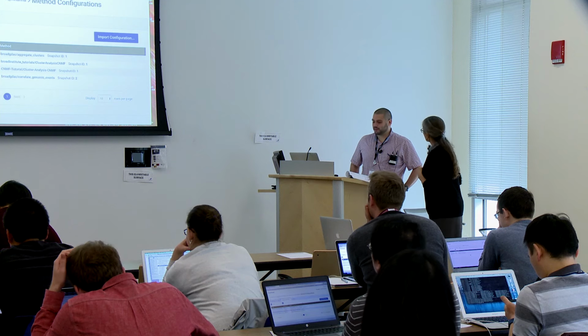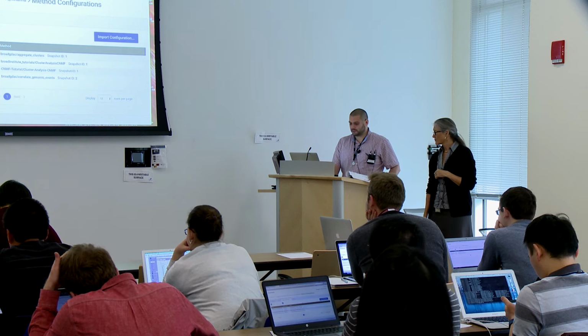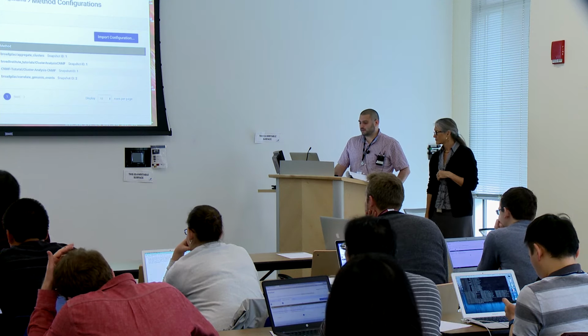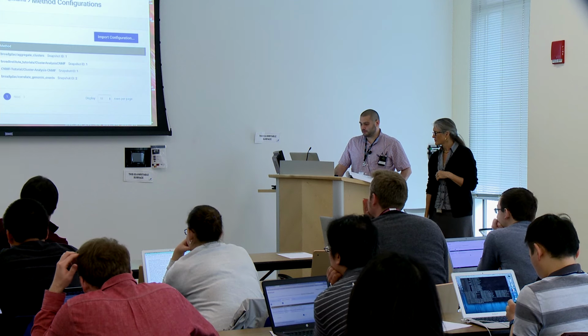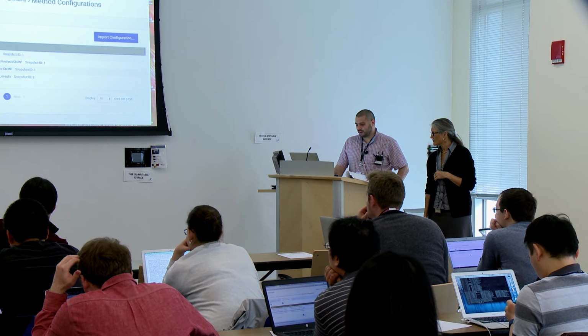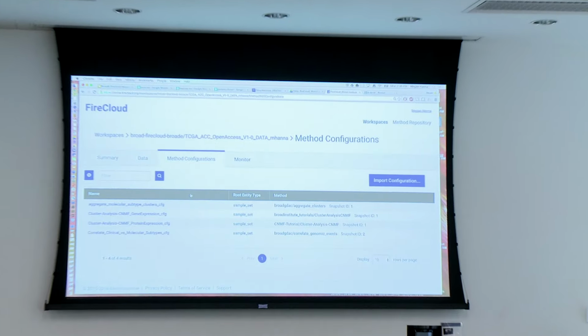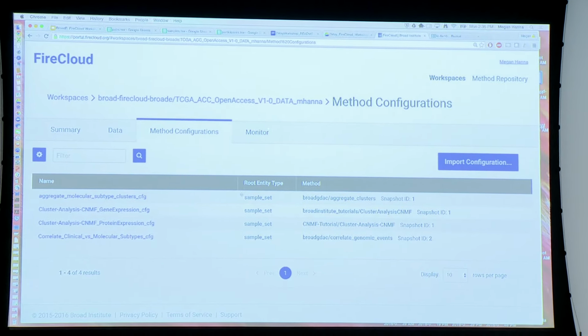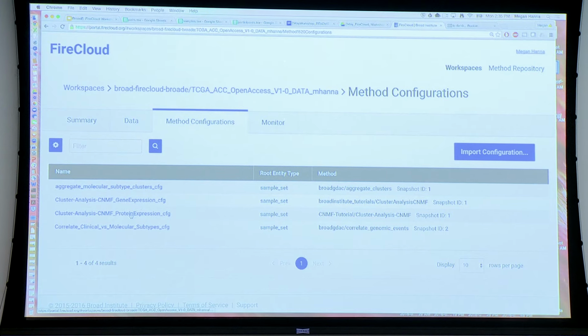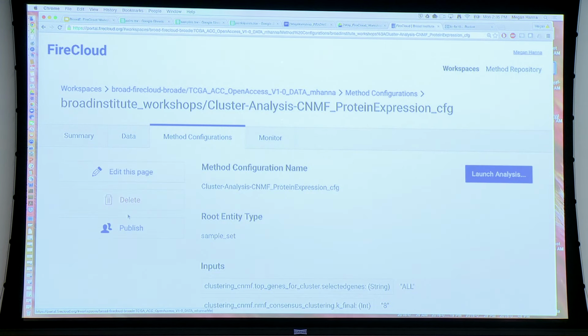Okay, so that's right. So we'll go ahead and launch our protein expression. First, I'll make sure I'm in the method configurations area by clicking on here, and I want to be clear on what I'm clicking on, so I widen my column. And then I go to the protein expression, and I click on that one.